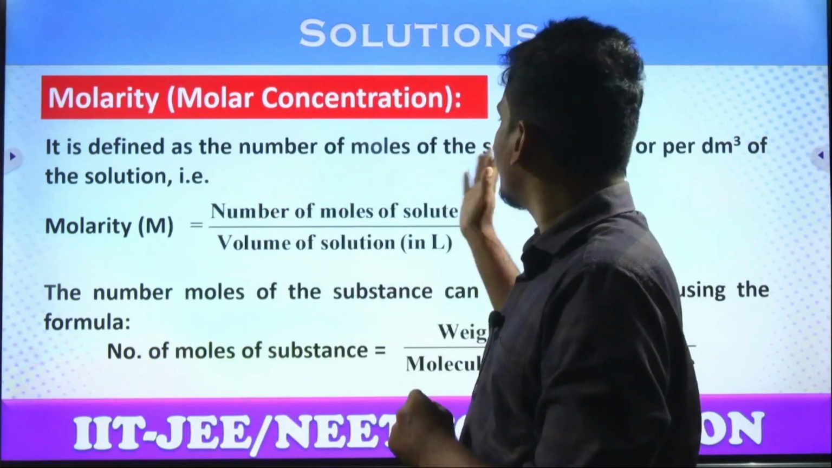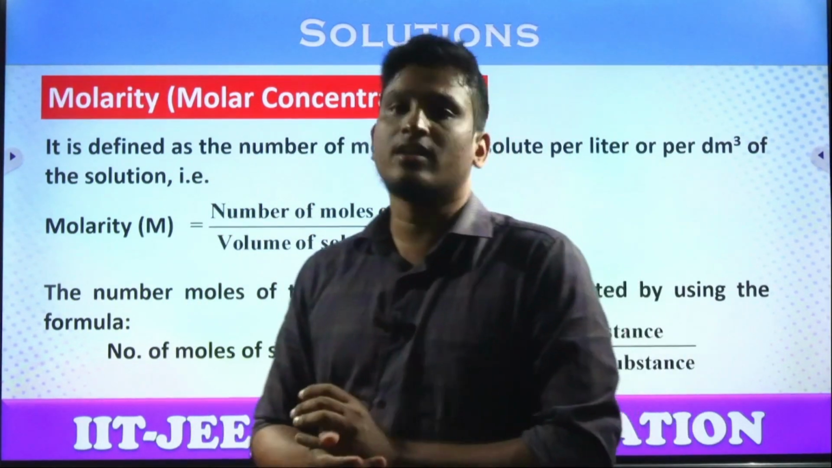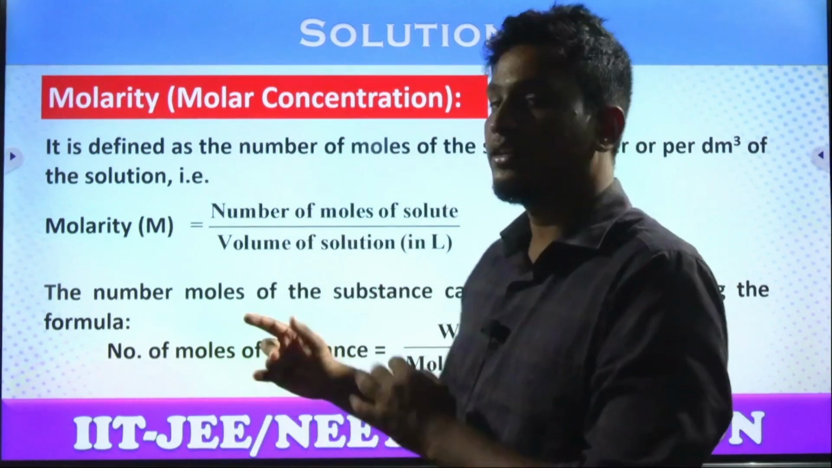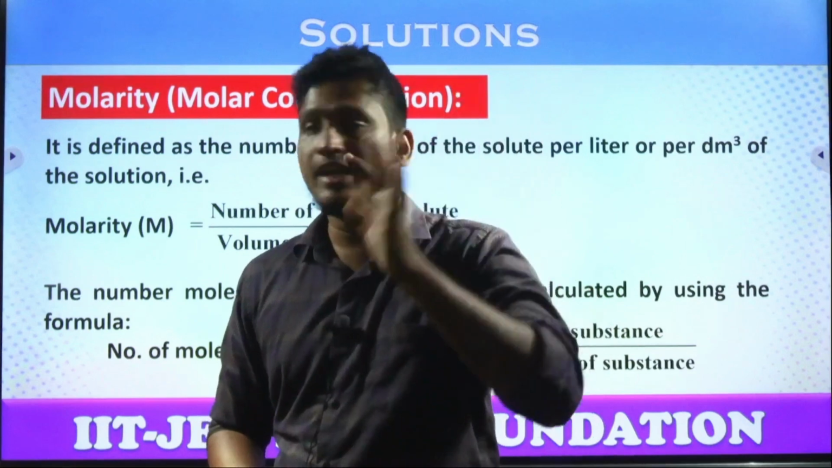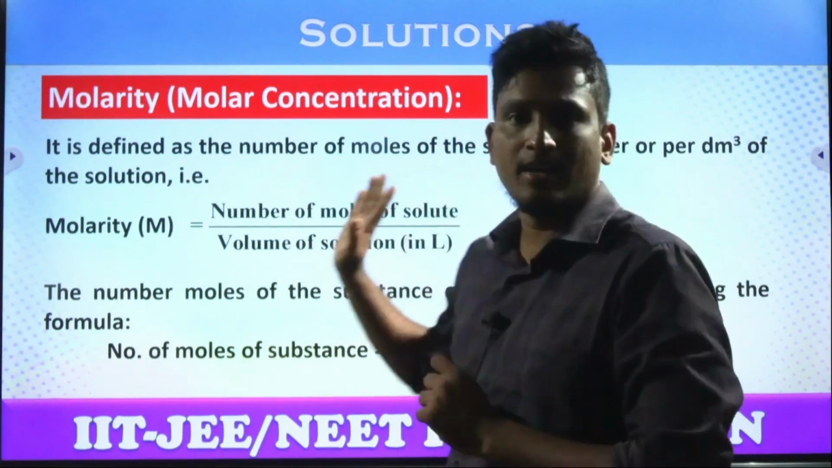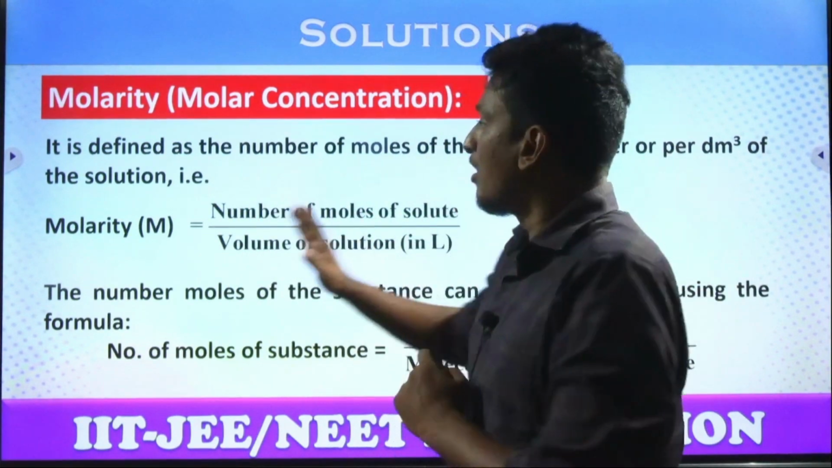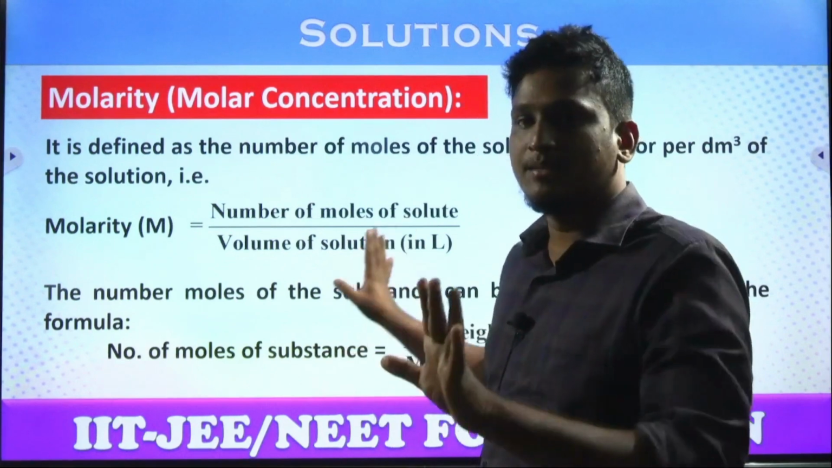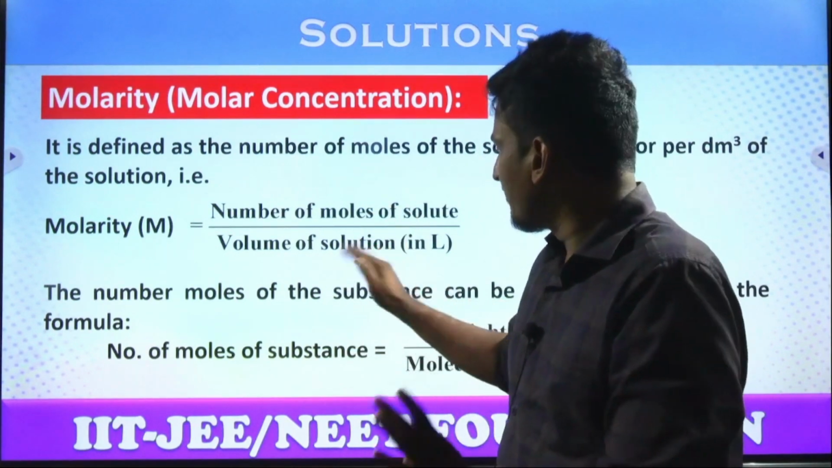It is defined as the number of moles of solute per liter of the solution, or we can express it in ml also. We have a conversion factor. So, very important. Molarity is widely used. It is defined as the number of moles of solute per liter, or per dm cube (decimeter cube), of the solution. Molarity equals the number of moles of solute by volume of solution. Direct simple formula: number of moles of solute by volume of solution in liter.